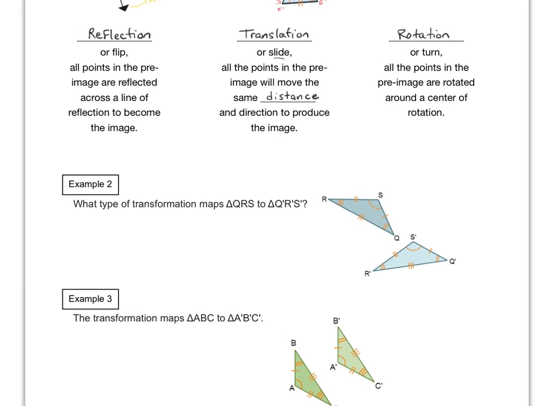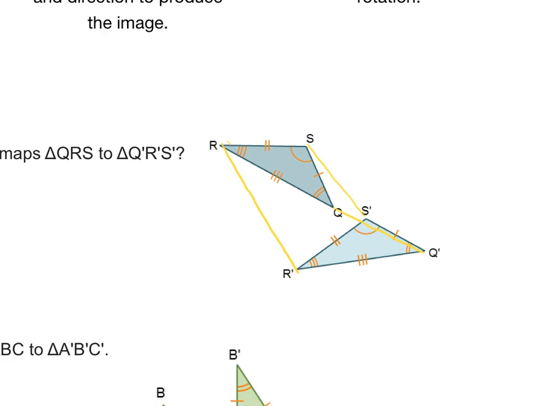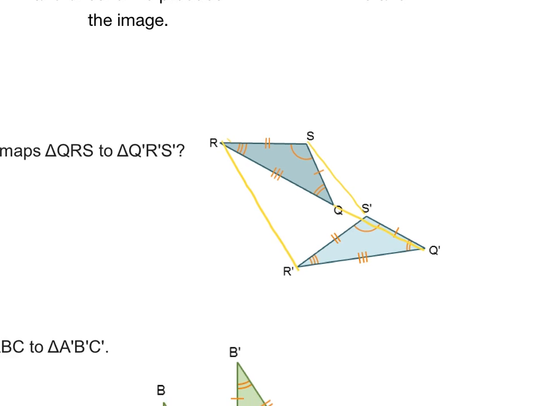So here, example number 2: what type of transformation maps QRS to Q prime, R prime, S prime? To look at this, if we connect the corresponding points, S and S prime, R and R prime, Q and Q prime, those three lines do not form a parallel. There's nothing parallel there. So that eliminates our reflection and translation. So if I remove those, now what happens is the orientation has changed.